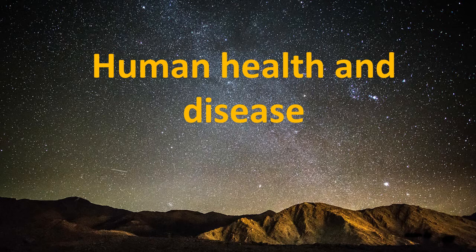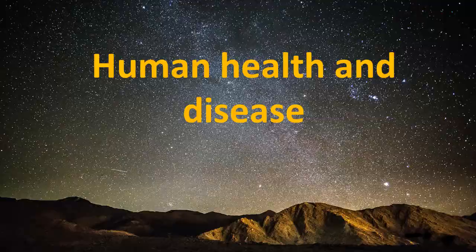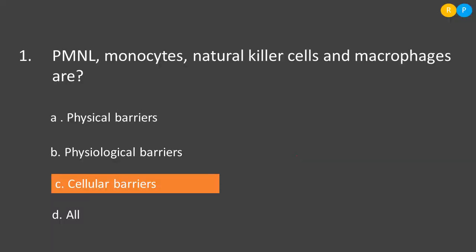In this video, we will be studying some of the CET concepts on the lesson Human Health and Disease. Our first question is: PMNL, monocytes, natural killer cells and macrophages are. So these are the different types of cells belonging to WBC. Let us see the first one, PMNL.